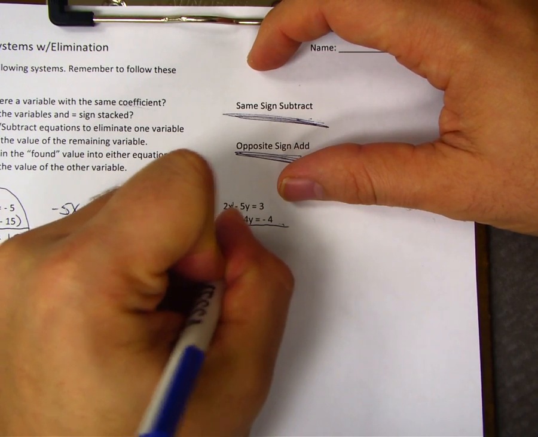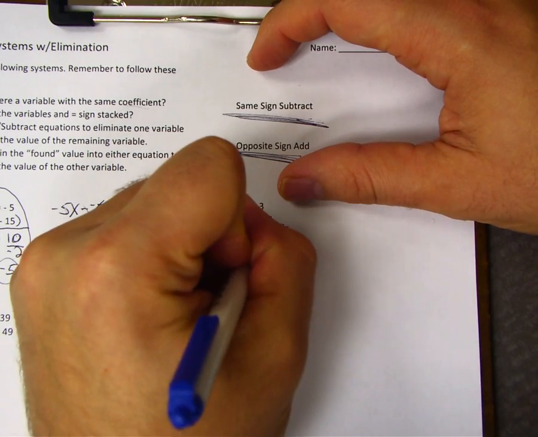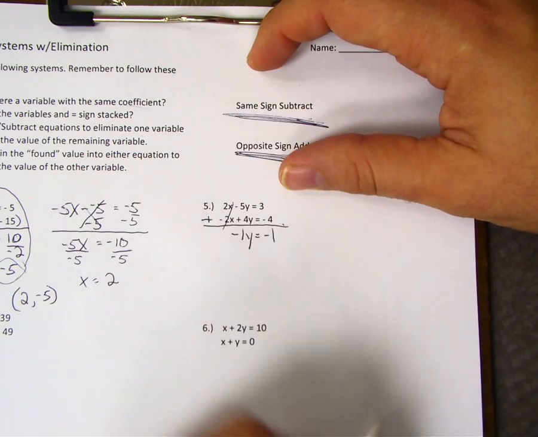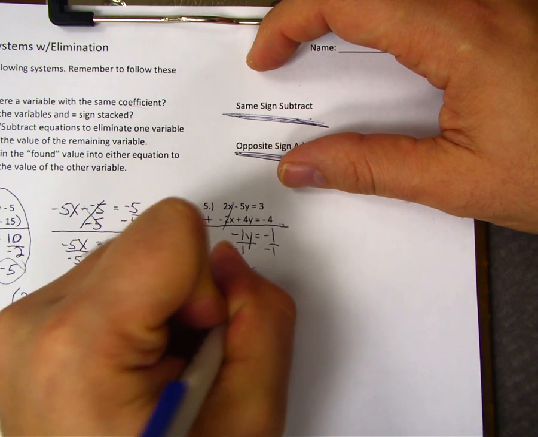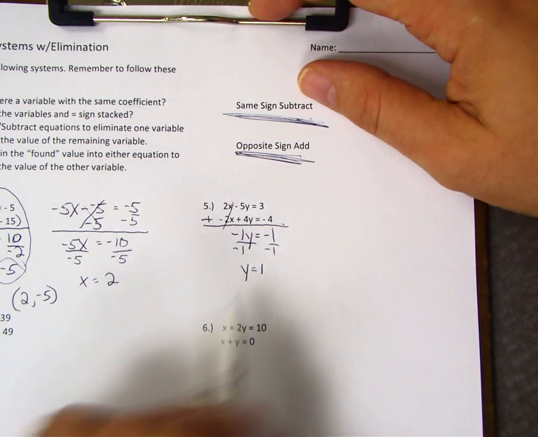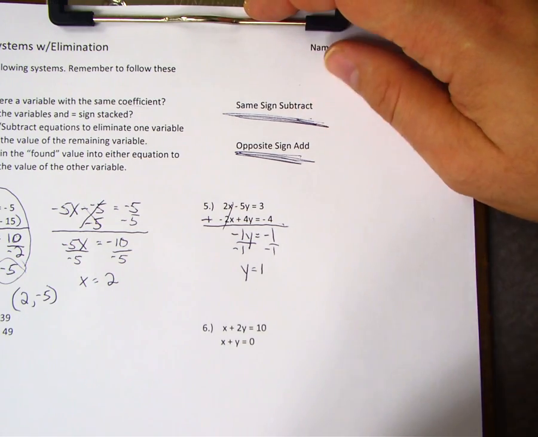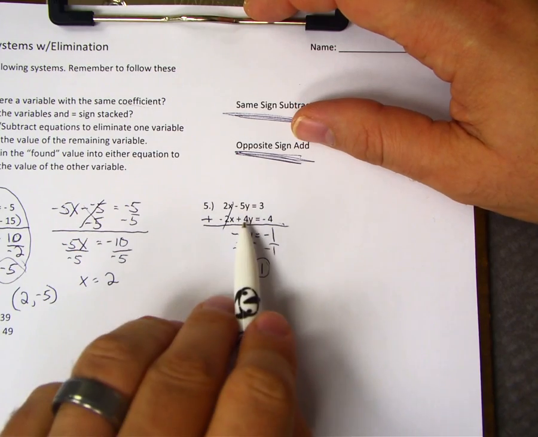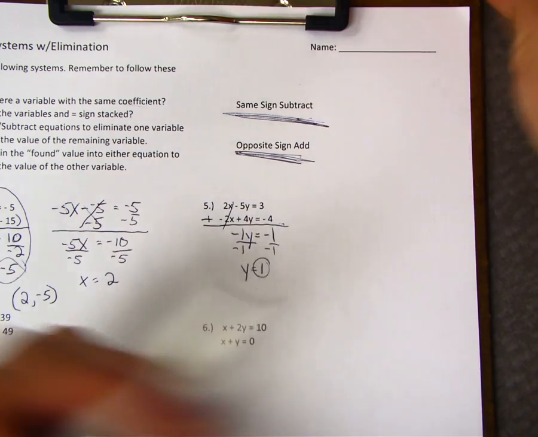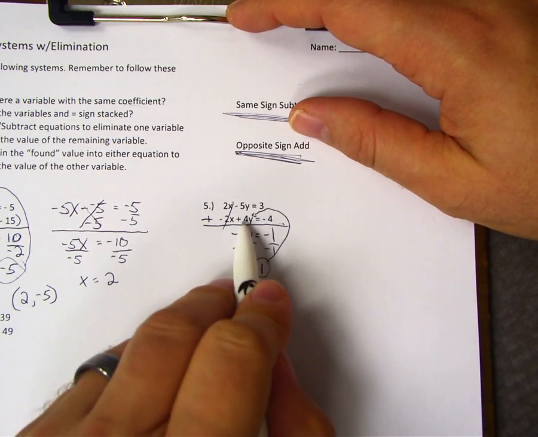So then the next thing we'll do is negative 5 plus 4. Well, that's negative 1y. And 3 plus negative 4, that's negative 1 as well. Divide by negative 1 on each side, and we get y equals 1. Again, a one-step equation after you eliminate that variable. Then the next thing we're going to do is take that 1 and plug it in for y. You can do it in either of these two. I always try to pick the easier one, so I'm actually going to put it in the bottom one here because it's a positive here.